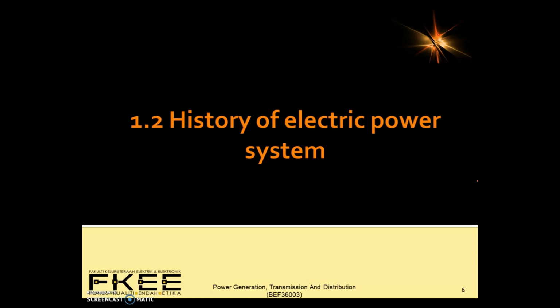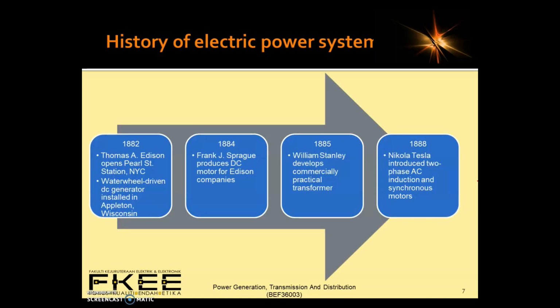Okay, you look onto the next, an overview of the history of the electrical power system. Okay, so you look here, this is just a timeline starting from 1882 until 1888, on how the electrical power system started. Okay, so in 1882, Thomas A. Edison opens the first street station, New York City.